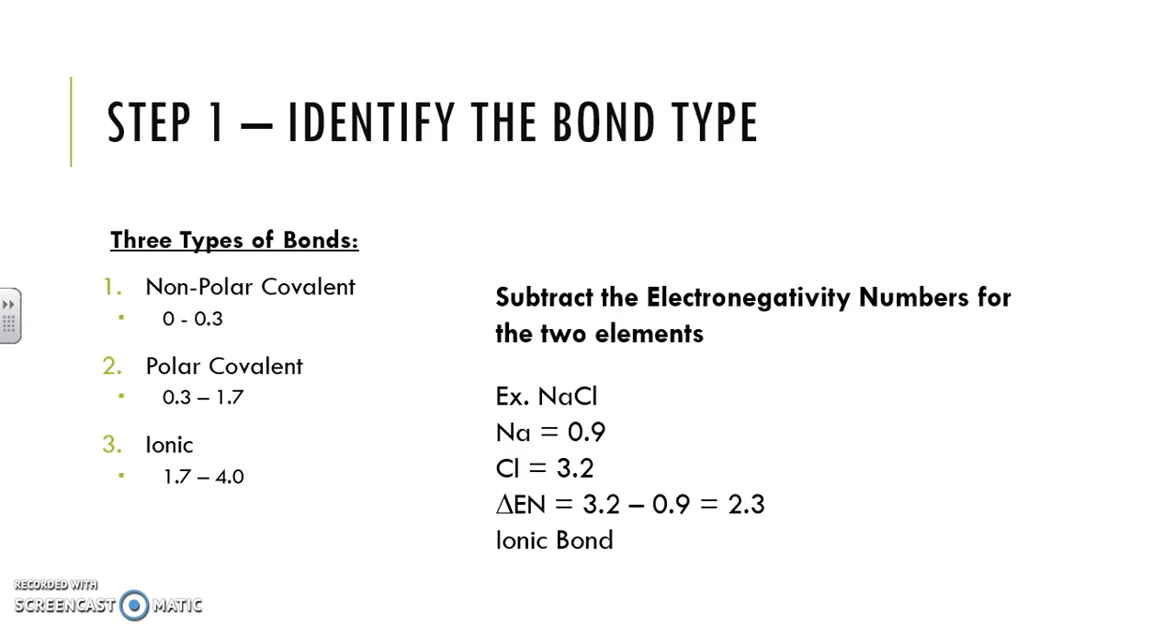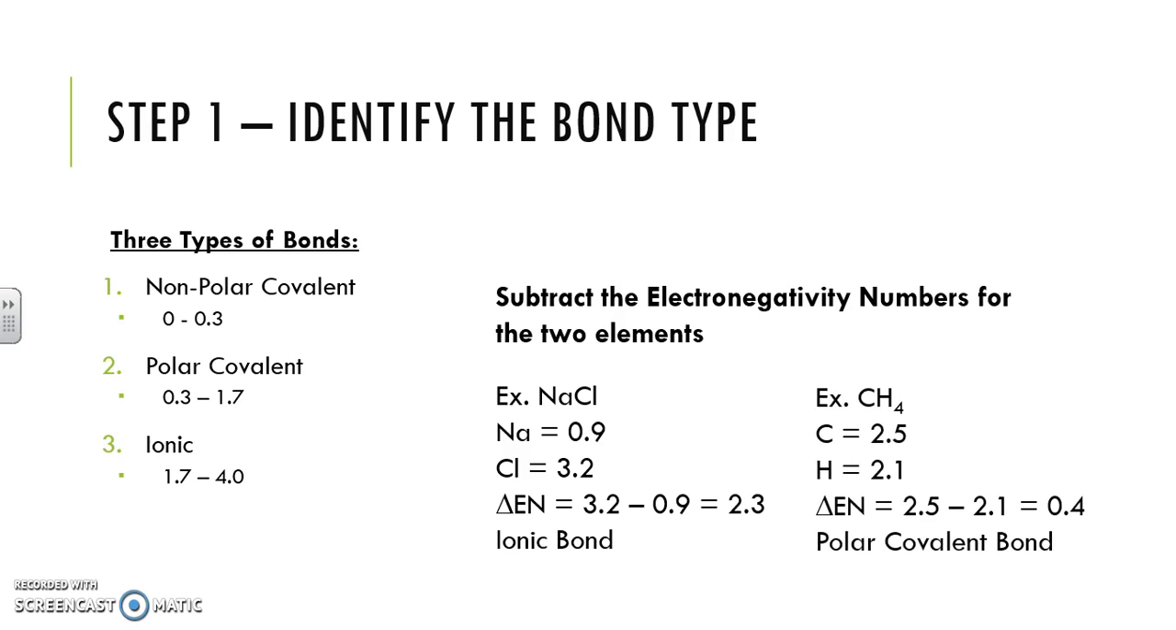Well, let's take a look at another example. How about CH4? Now, it doesn't really matter that there's 4 hydrogens there, but we do know that there's going to be bonds between carbon and hydrogen atoms. So I'm going to look up the number for carbon and hydrogen. I found carbon to be 2.5, hydrogen is 2.1, and when I subtract the difference between just those two numbers, I find that the difference is 0.4. This would give me a polar covalent bond.